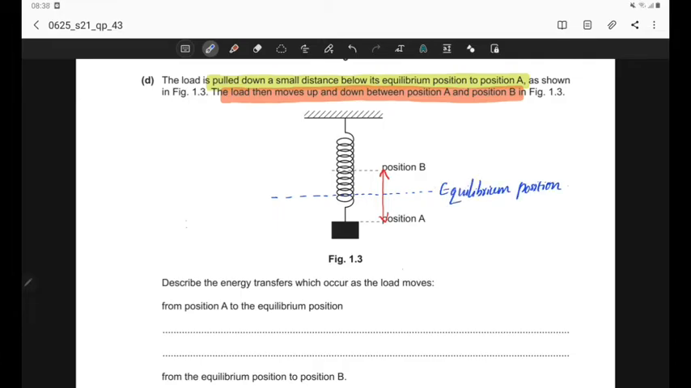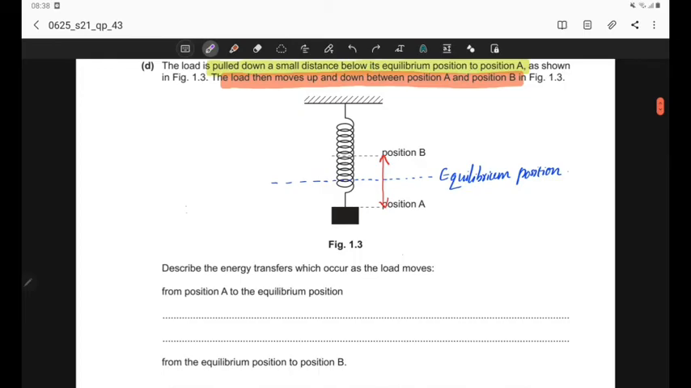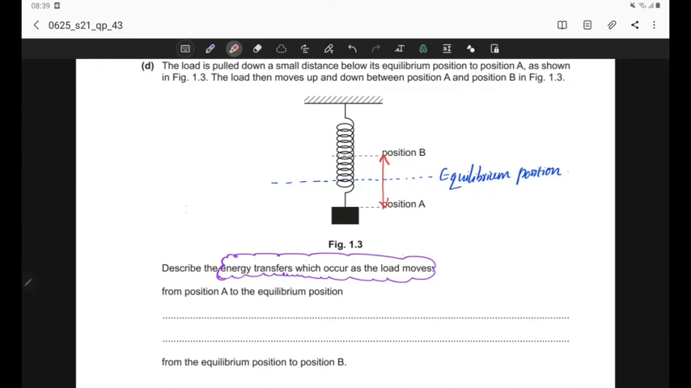And when we extend, this load is moving from A to B, and it keeps oscillating between these 2 points A and B. This is what is happening in this particular case. We need to describe the energy transfers which occur as the load moves between A and B. Now we can check each position, at each position, what kind of energy this load will have.